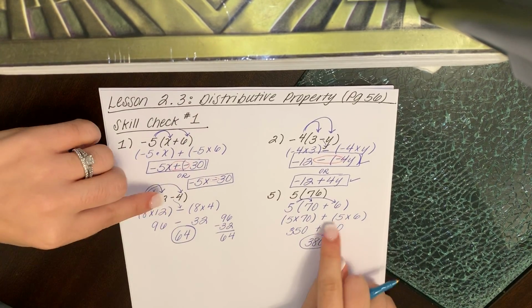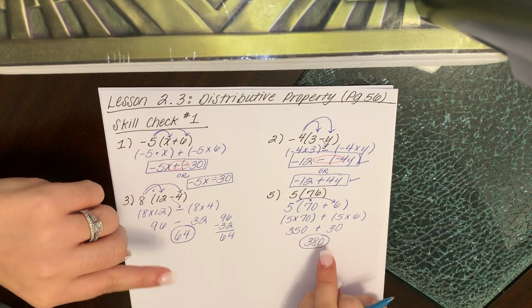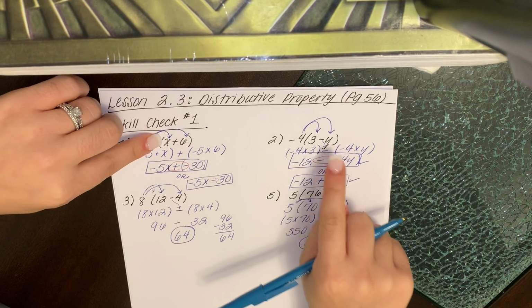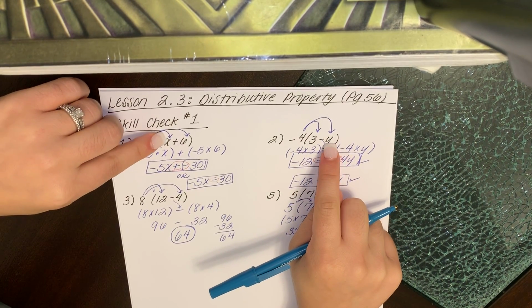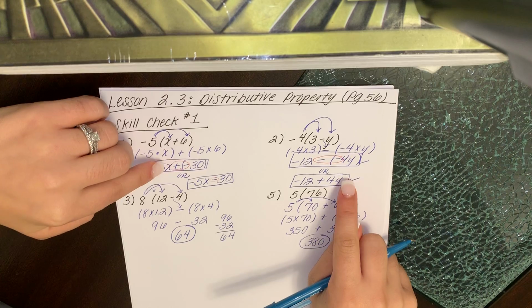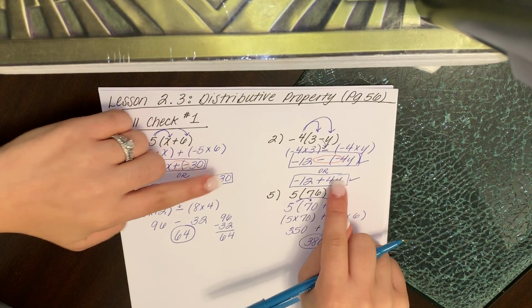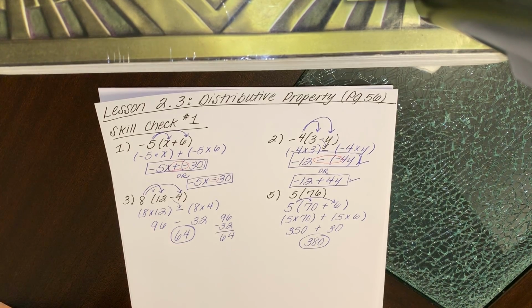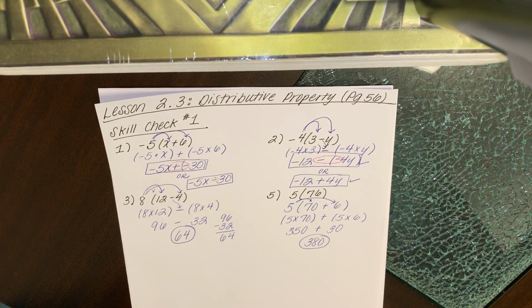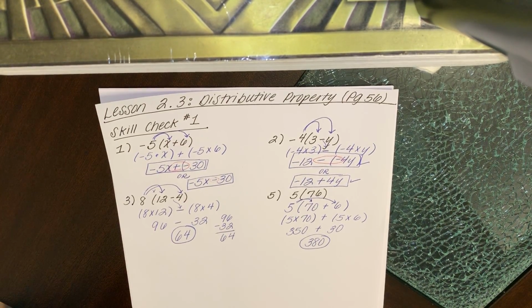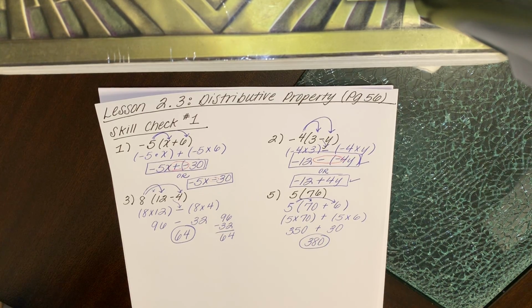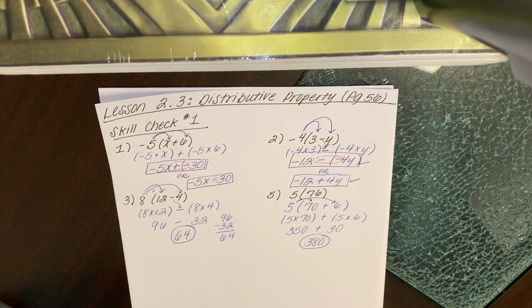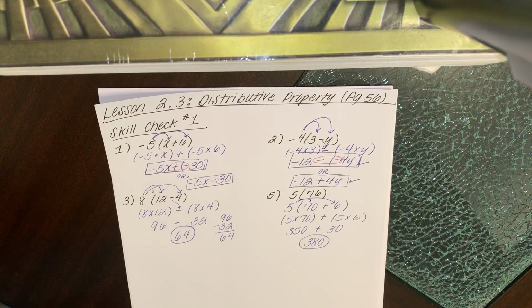So if you notice, anytime I was just dealing with numbers, my answer was a number. But anytime I was dealing with numbers and variables or letters, then my answer had both numbers and letters, okay? That's something for you to be aware of. Now what we're gonna do is jump straight into skill check number 2, and we're just gonna do 2 problems together, and we're pretty much done, okay?